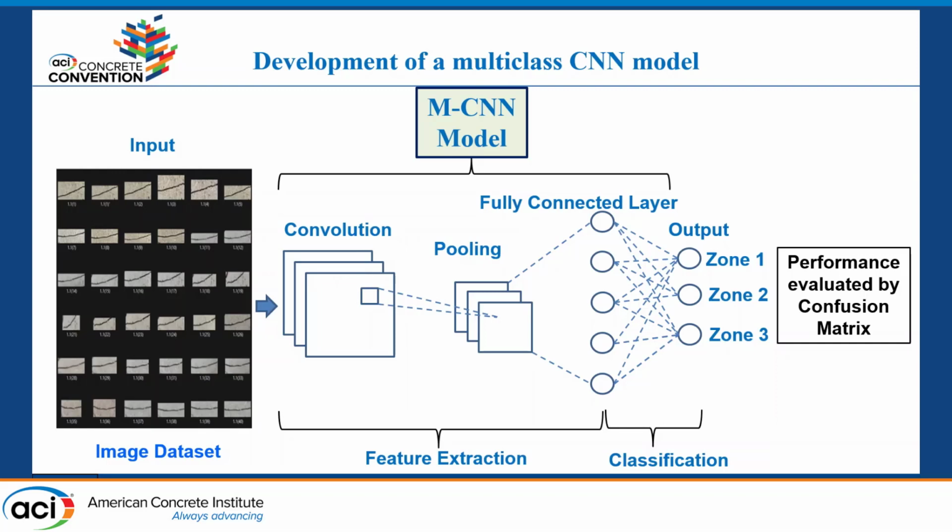The images will be input into the multi-class CNN model. Convolutional layer and pooling layer will extract the features. Fully connected layer and output layer will classify these images into 3 zones. The performance of this model will be evaluated using a confusion matrix.